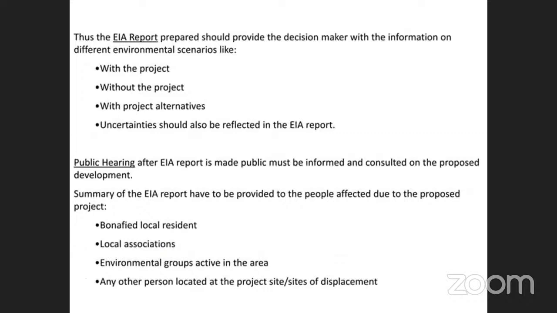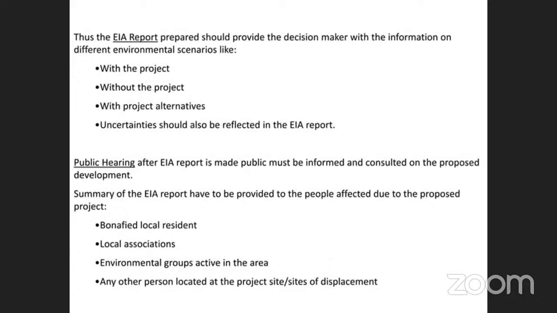The EIA report prepared should provide the decision makers with various information on different environmental scenarios: with the project, how the project activity impacts the environment; without the project activity, the impact on the environment; and with the project activity and alternatives, which should be provided in the EIA process. And uncertainties should also be reflected in the EIA report.